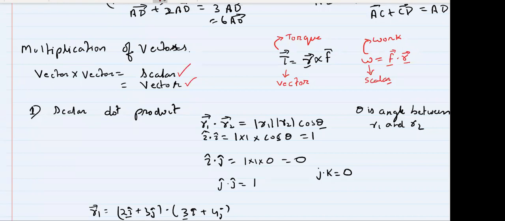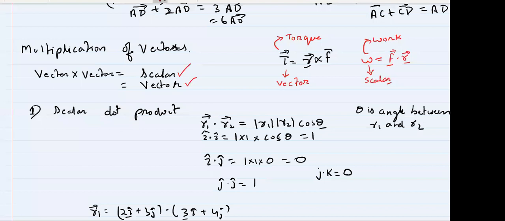I said that the product of two vectors can either be vector or scalar depending on the product. So we have two types of product when we talk about vectors. The first is called the scalar or dot product. As the name suggests, it is the product of vectors which will give you a scalar value. It is written by a dot.